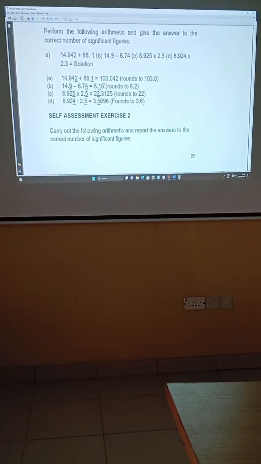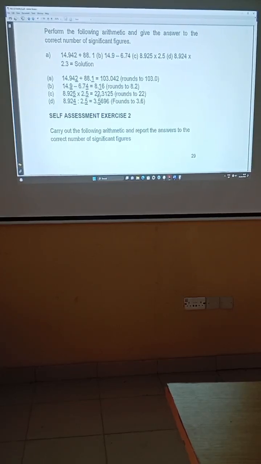Alright? So once the digit you want to drop is 6, then we'll ask ourselves, is the 6 up to 5? Is it up to 5 or more than 5? If the answer is yes, then we'll round it up and call it 1. Add it to the preceding value. Right? Take a look at this. We have 22.3125.